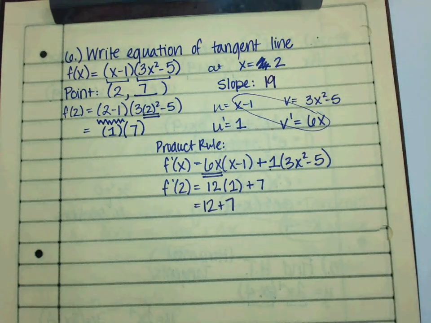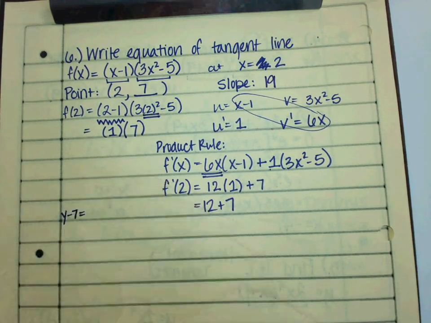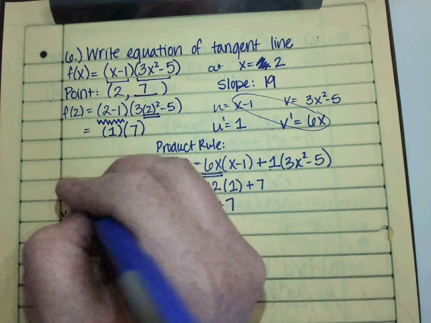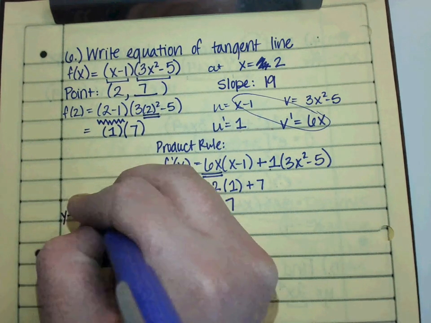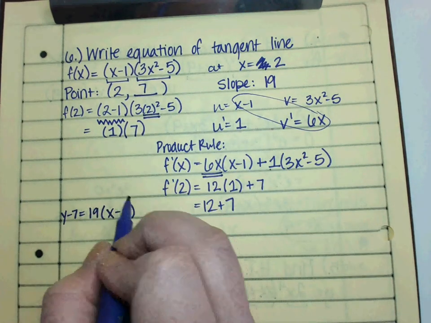So I have my point (2, 7), I have my slope 19, then I write my equation, my tangent line from there. So it'd be y minus 7, with the point (2, 7), 19 in the front, and then x minus 2. Easy.